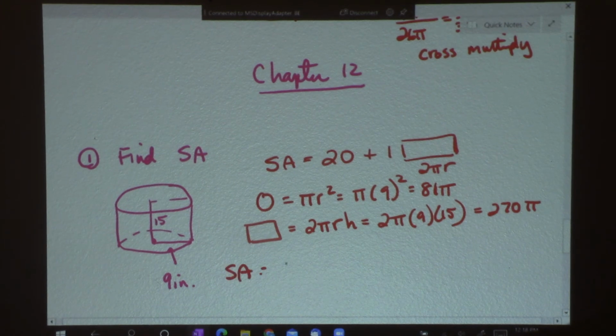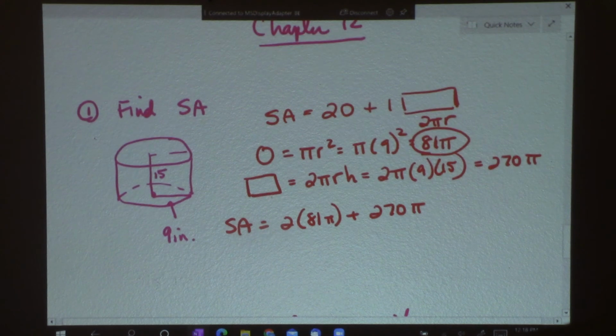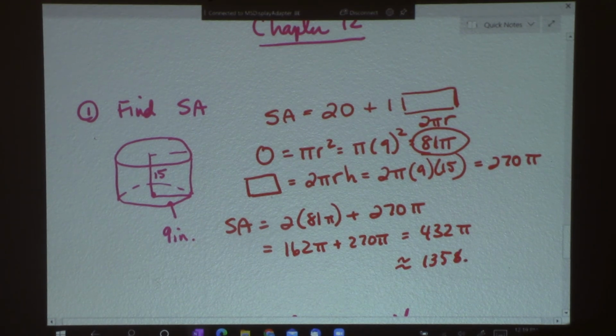So my surface area is going to be 2 of these circles and 1 of the rectangles. Okay, so I'm going to work that out, and I get 162 pi plus 270 pi, and that equals 432 pi. And if I work that out, that ends up being about 1356.48, and that is inches squared because I'm doing surface area.